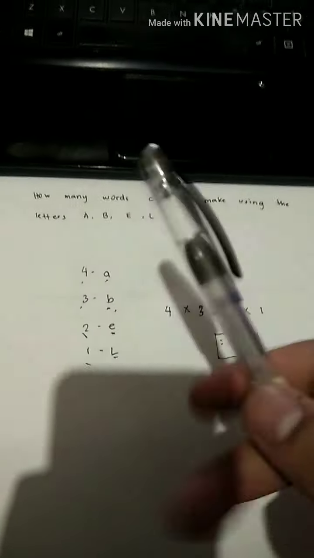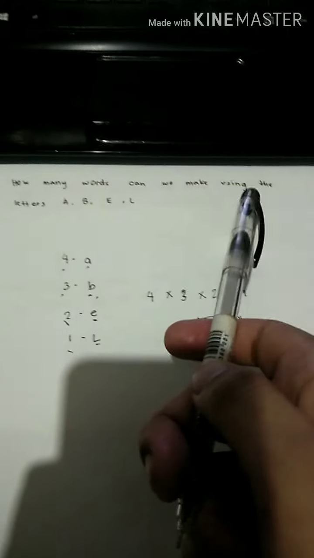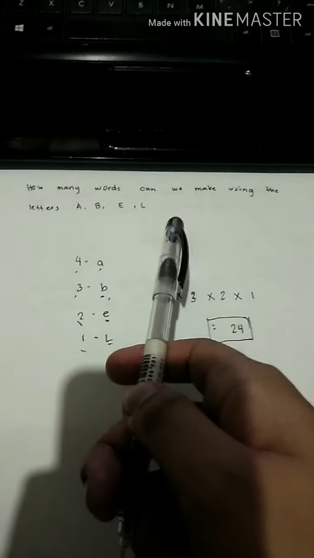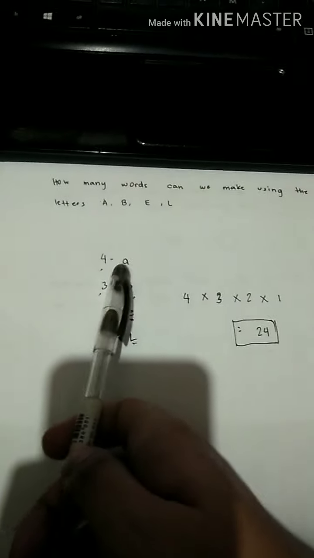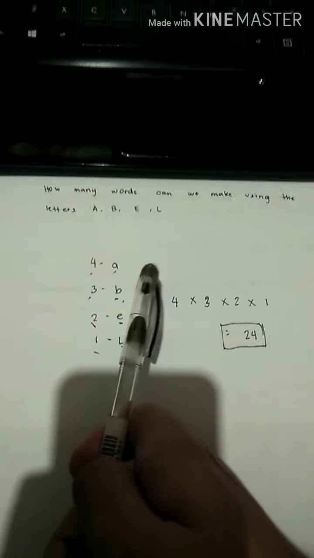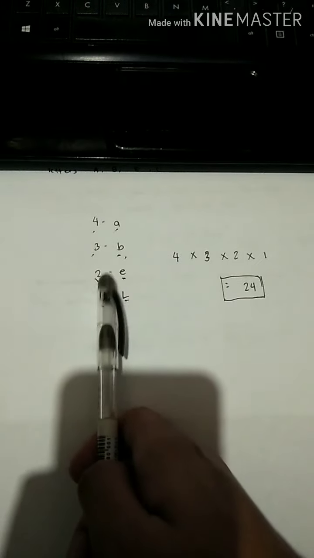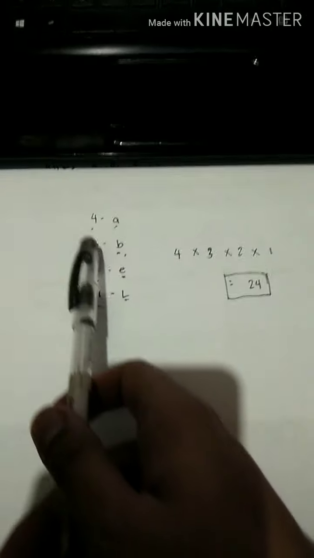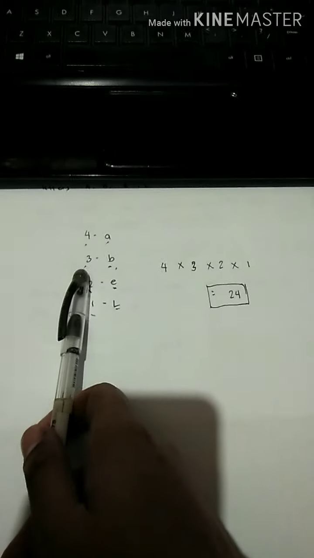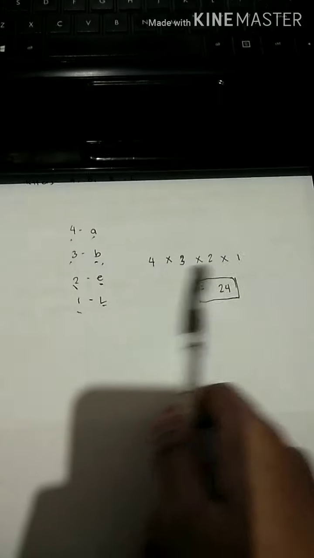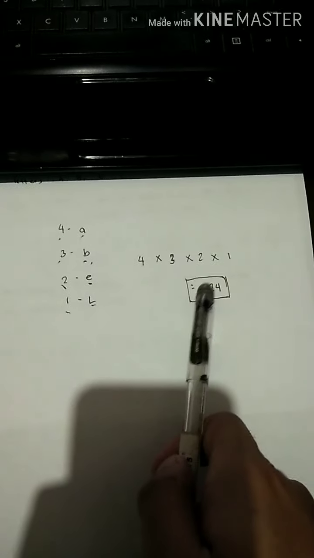Again, how many words can we make using the letters A, B, E, and L? For the first letter, we have 4 choices. For the second, we have 3. For the third letter, we have 2. For the last letter, we have 1. You need to multiply 4 times 3 times 2 times 1, and then your answer should be 24.